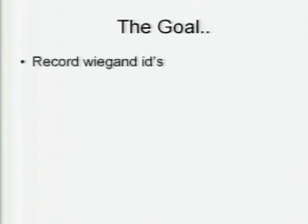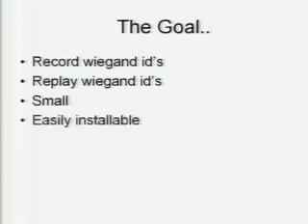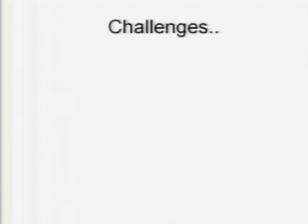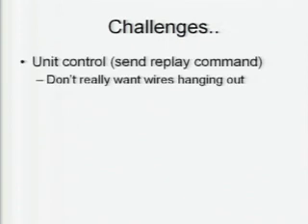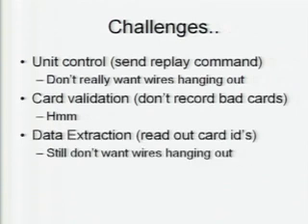So I decided to come up with a device that would record Wiegand IDs, replay them back. It needs to be small because we're going to have to physically access the wiring. Make it easily installable, and cheap would be good. That raised certain problems. How do we actually control it once it's installed in the wall behind a reader? Also, how do I work out when the card reads are actually good reads? And I'd quite like to get the data out every once in a while, so how am I going to do that?